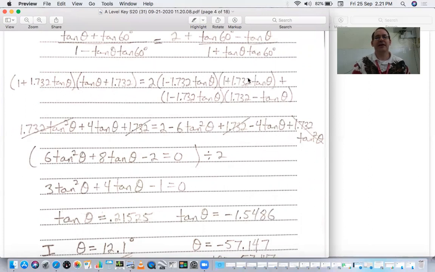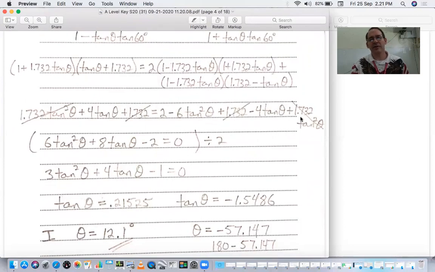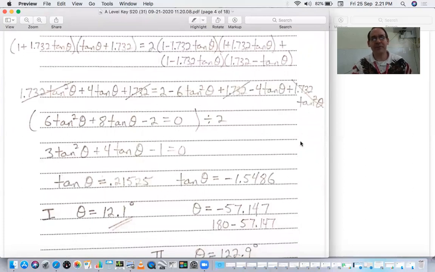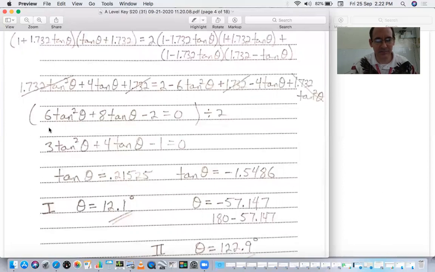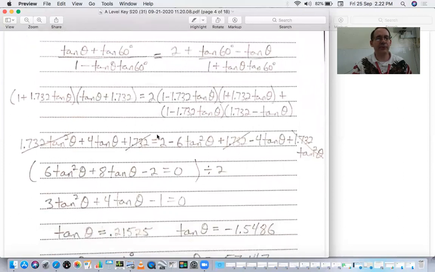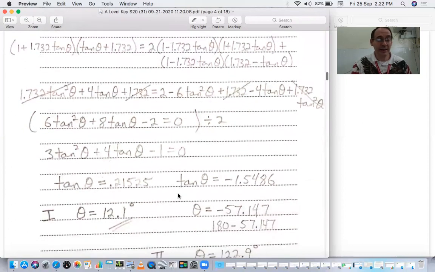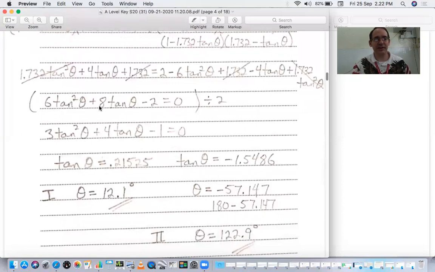Distribute your 2 through this binomial expansion here, and then expand these 2 here at the end. So you get this long one here. Be careful with your expansion that you follow the right distribution pattern. When you simplify this all out, it does simplify to nice numbers, 6 tan squared theta, which, by the way, this 1.732 is root 3. So it might be easier for you to use root 3 since tan 60 does come from your special triangle. If you want to use root 3 instead of 1.732, that would be fine as well. Anyway, you get 6 tan squared theta plus 8 tan theta minus 2 equals 0. Divide that by 2 to reduce it down a little bit.